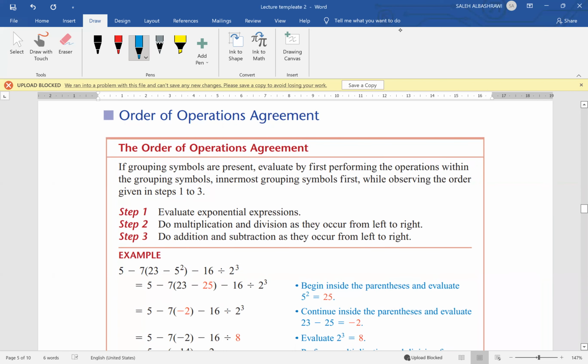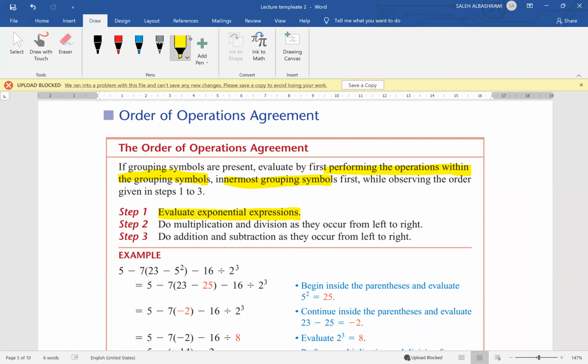To evaluate or simplify such expressions, we can go with the order that if we have brackets or parentheses, we have to start with the innermost grouping. So to simplify or evaluate, we first perform the operation within the innermost grouping symbols. Usually, if we have brackets or parentheses, we go from inside to outside. Then, in the next step, we evaluate the exponential expressions. If we have an exponent, we start with the power.